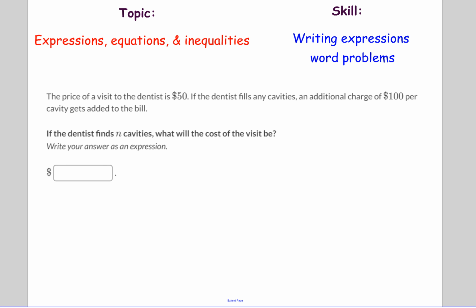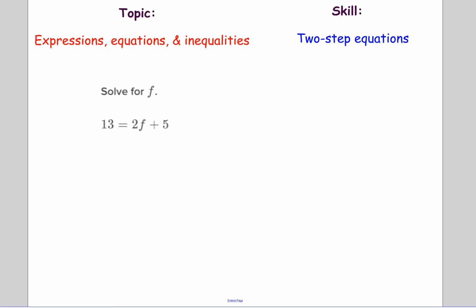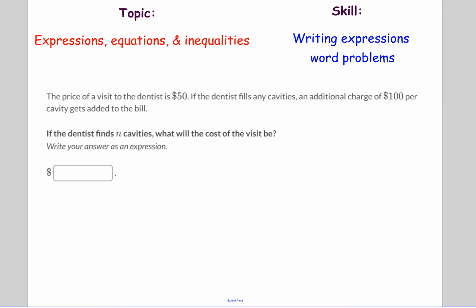All right, let's do the last one. I think this is the last one. Yes, it is. The price of a visit to the dentist is $50. If the dentist fills any cavities, an additional charge of $100 per cavity gets added to the bill. If the dentist fills n cavities, what is the cost? What will be the cost of the visit? Write your answer as an expression.